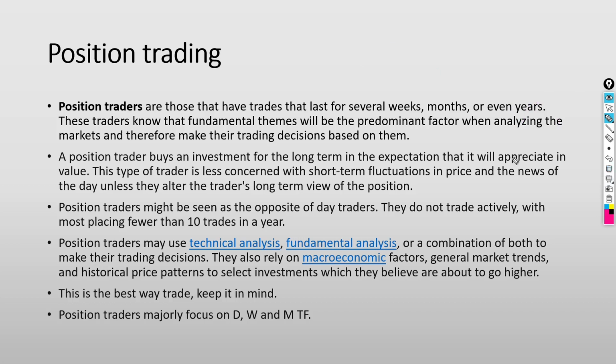Okay. So position traders might be seen as the opposite of the traders. Okay, they do not trade actively, with most placing fewer than 10 trades a year. So for example, in a year you can make around 8 trades, and then out of the 8 trades, maybe you win 7 and lose 1. So you become very, very comfortable with that. Okay. So position traders may use technical analysis, fundamental analysis, or a combination of both to make their trading decisions. Okay. They also rely on macroeconomics.